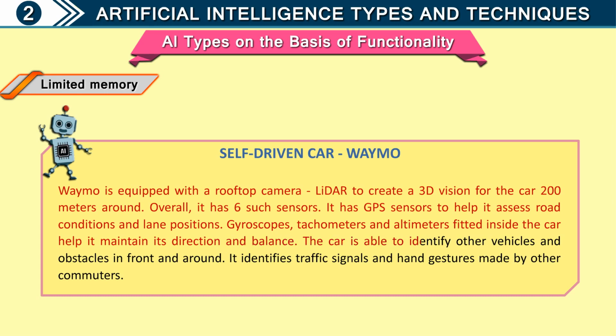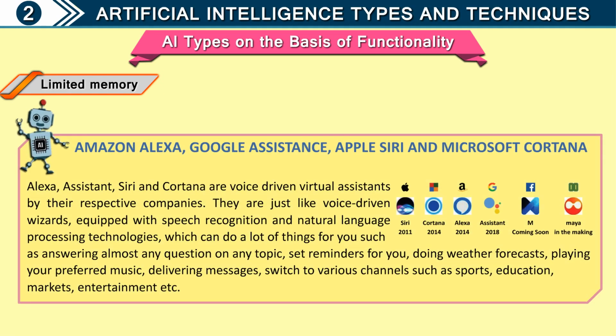The car is able to identify other vehicles and obstacles in front and around. It identifies traffic signals and hand gestures made by other commuters. Amazon Alexa, Google Assistant, Apple Siri and Microsoft Cortana. Alexa, Assistant, Siri and Cortana are voice-driven virtual assistants by their respective companies.